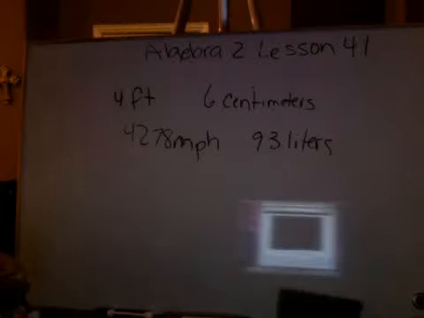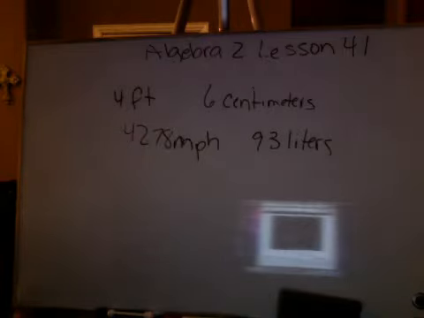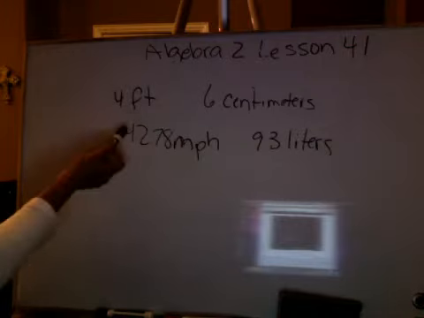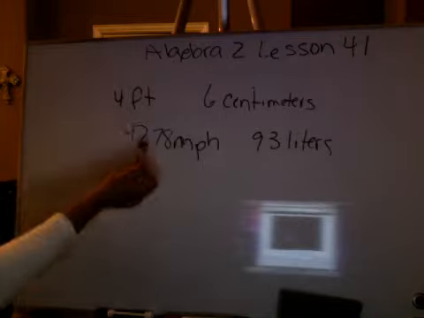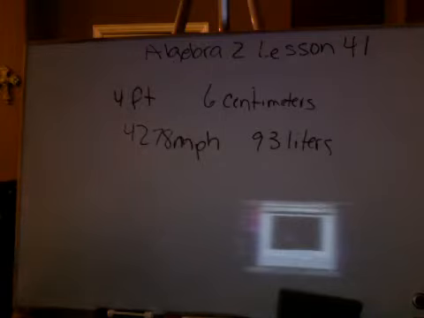Okay, this is lesson 41, Algebra 2. We're going to talk about unit multipliers, and this should be a review for you guys, something you did last year already. So it's just a review, something you already know. So look at here. When we attach words to numbers shown here, we've got 4 feet, 6 centimeters, 42.78 miles per hour, and 93 liters.